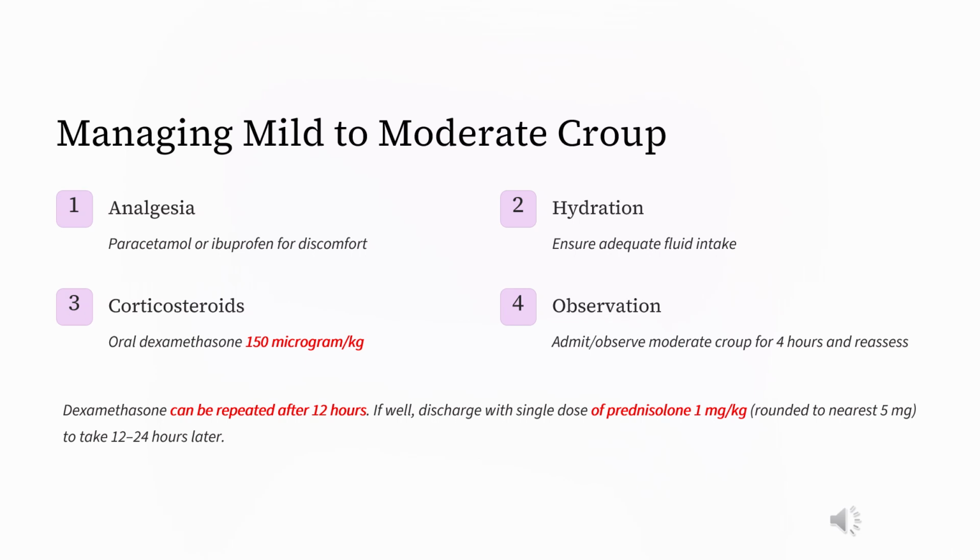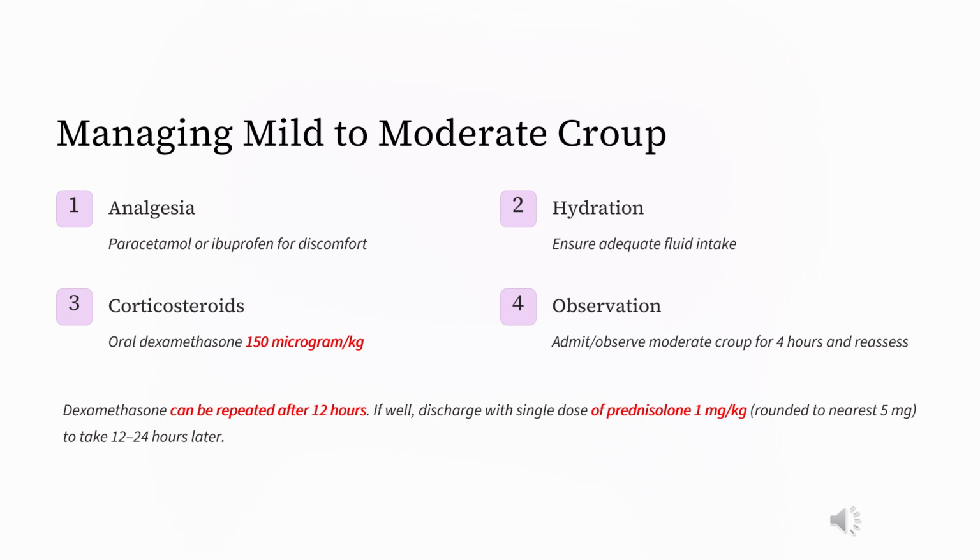Now, how will you manage a case of mild to moderate croup? There are 4 main things. One is analgesia, then hydration, corticosteroids, and observation. So for analgesia, you can give paracetamol or ibuprofen. Ensure adequate fluid intake. Steroids, what will you give? Oral dexamethasone, 150 microgram per kg. And observe. Admit or observe moderate croup for at least 4 hours and reassess.